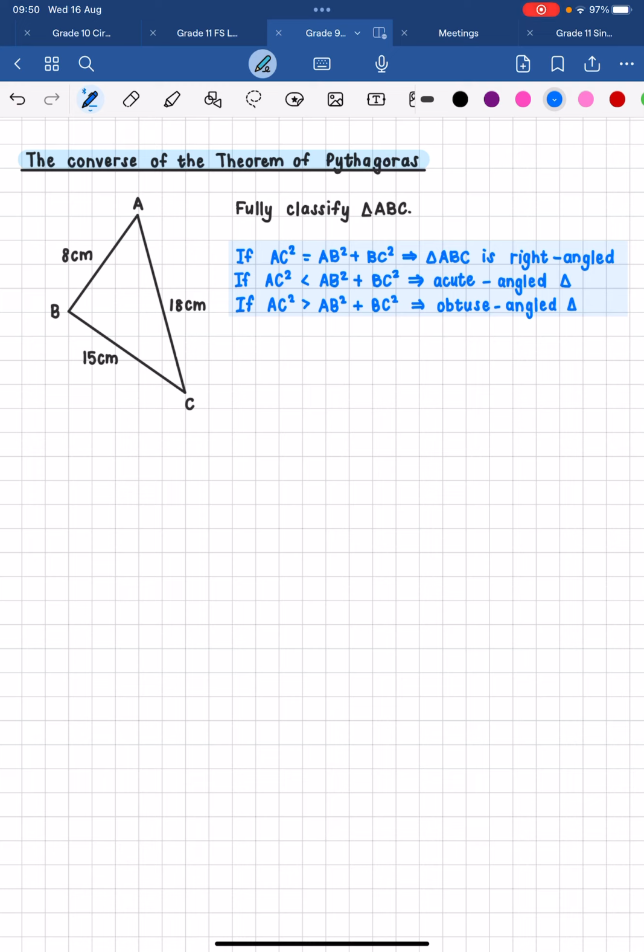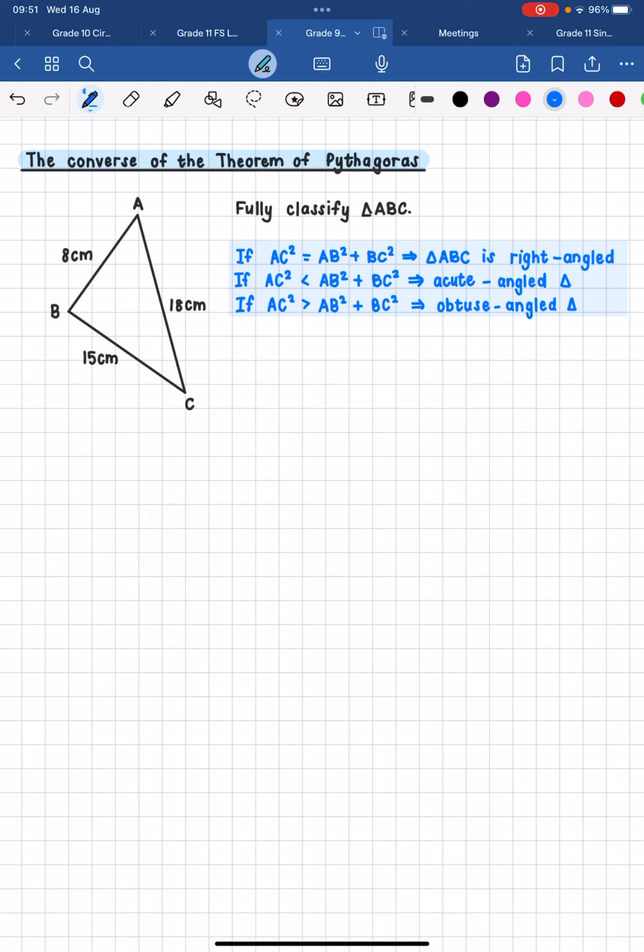Okay, so now what the converse of the Theorem of Pythagoras says is, remember we said if you have a right angle triangle, then the hypotenuse squared is equal to the sum of the other two sides squared. Now converse Pythagoras is going the other way around. So if the longest side squared, do we remember that the hypotenuse is always the longest side in a triangle, right? So if the longest side squared is equal to the sum of the other two sides squared, then it is a right angle triangle.